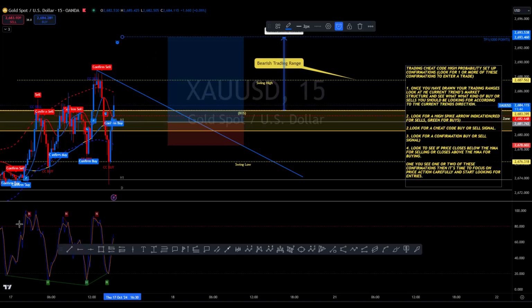So moving forward, we're going to wait for the 9:29 candle to close. Then we're going to start looking at whatever confirmations we're getting, whether it's a confirmation buy or sell, cheapo buy or sell, the high spike arrow indication, and whether the price is above or below the HMA. Now, price closed above the HMA here. As time goes on, if we see that this HMA turns blue, that's a confirmation that we're probably starting to go bullish. Then we just need to look at that.